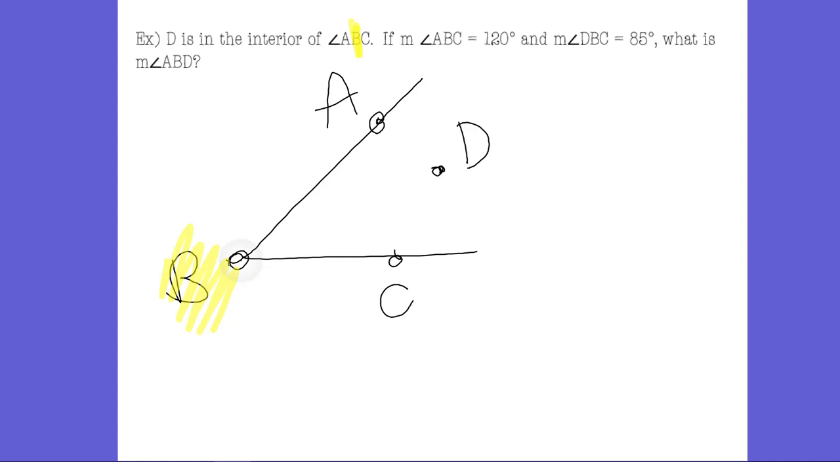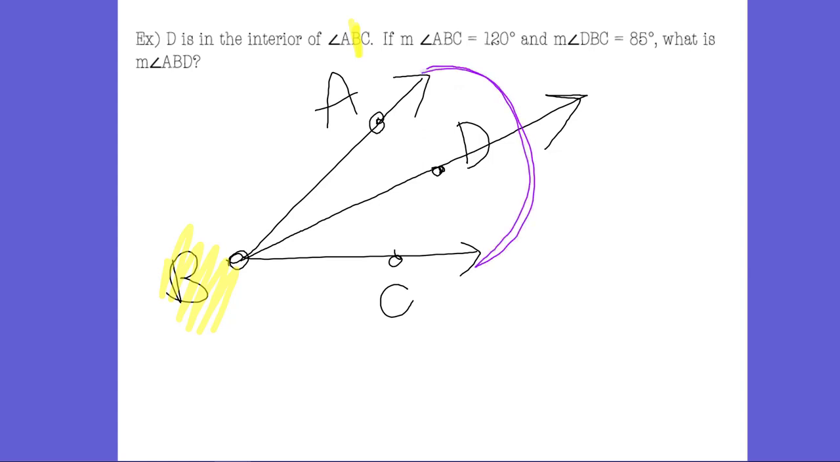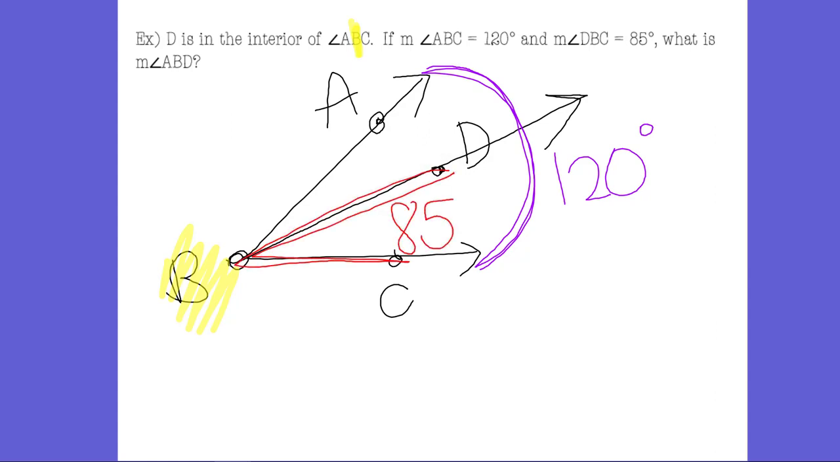It can be wherever. So now I can draw this ray BD, and now I've separated angle ABC into two smaller angles. So it tells me that angle ABC, which is the whole enchilada, this whole angle is 120 degrees. And then it told me that angle DBC, this smaller angle, is 85 degrees. So if part plus part equals whole, if we know the whole thing is 120 degrees, how am I going to figure out this smaller part?